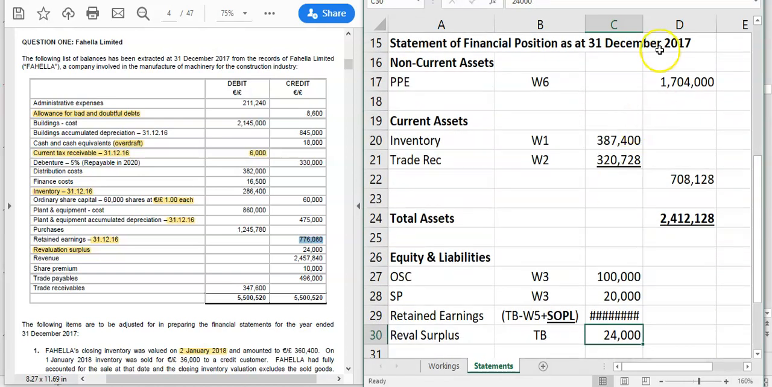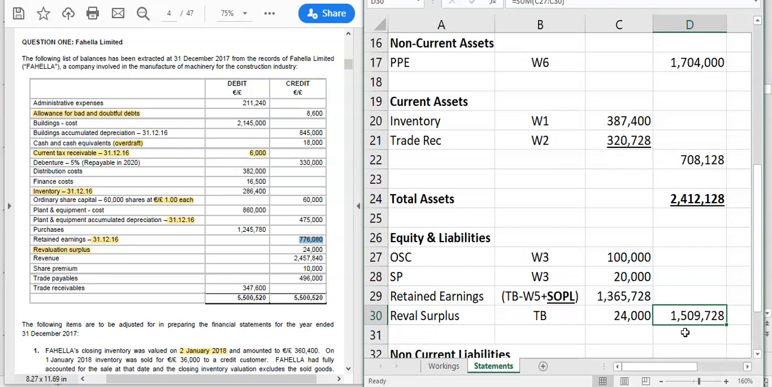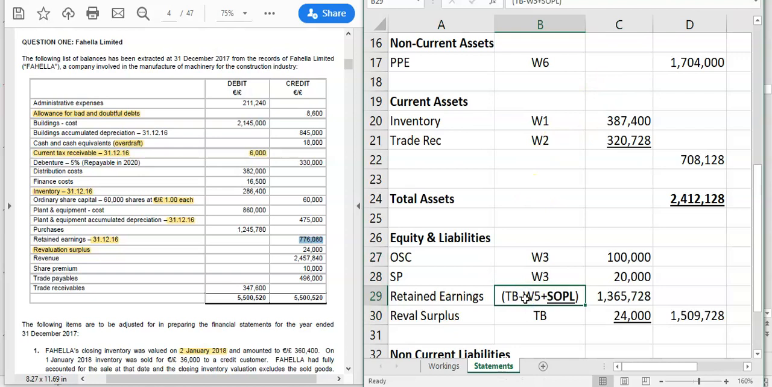So your closing retained earnings there should be 1,365,728 and your total equity 1,509,728. And we'll need that section here. You're going to need that for the statement of change in equity in a second. But that's a key one. Whatever way you want to show the examiner, but to show them where the figure is coming from.